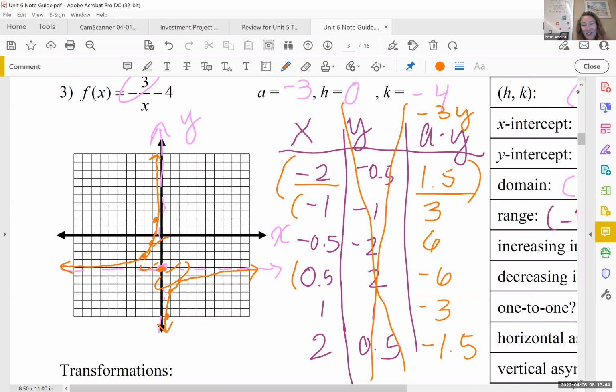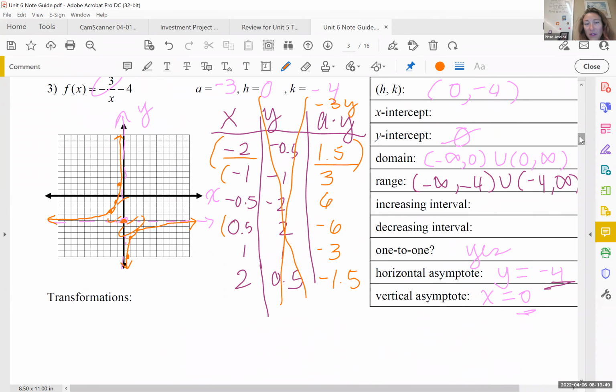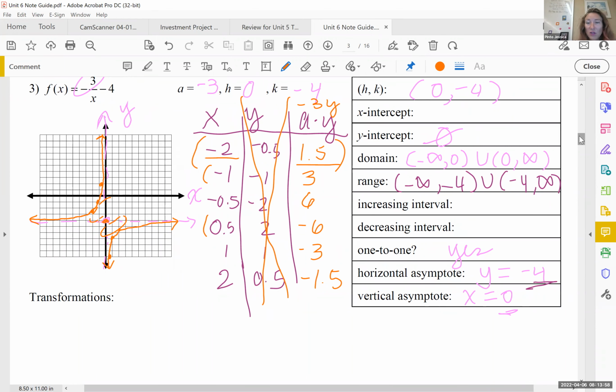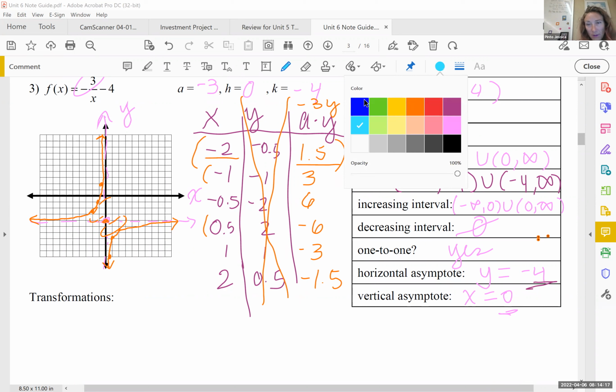But I can't just undo that. So now let's find those intercepts that we haven't found yet. Looks like we have to, oh, let's do the increasing and decreasing interval. So now when I trace this left to right, my finger goes up. So this one is increasing. So when we have a negative A, it creates an increasing interval. So this one is going to be negative infinity until 0, union 0 to infinity, and the decreasing interval will not exist.